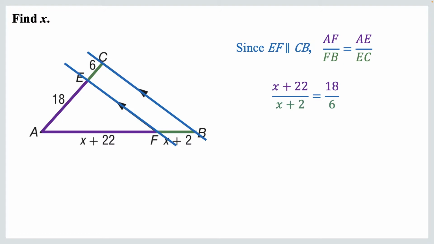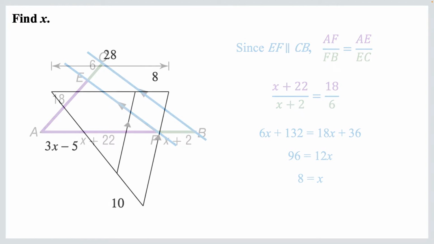X plus 22 over X plus 2 equals 18 over 6. And then we can cross multiply and solve. 6x plus 132 equals 18x plus 36. Get all the x's to one side, the numbers on the other, and we get x equals 8. All right, let's try another one.